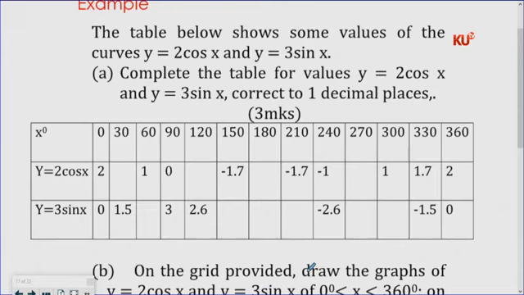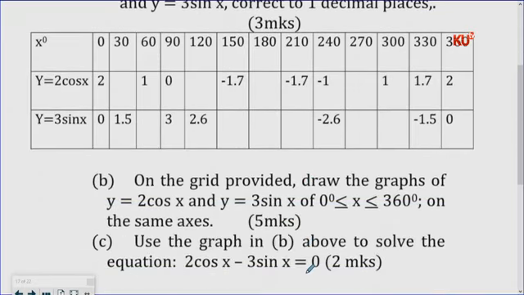10 marks. The table below shows some values of the curves y is equal to 2 cos x and y is equal to 3 sin x. So the first part is to complete the table for values y is equal to 2 cos x and y is equal to 3 sin x, correct to 1 decimal place, 3 marks. On the grid provided, you draw the graph of y is equal to 2 cos x and y is equal to 3 sin x. The range of x is given 0 degrees to 360 degrees on the same axis.